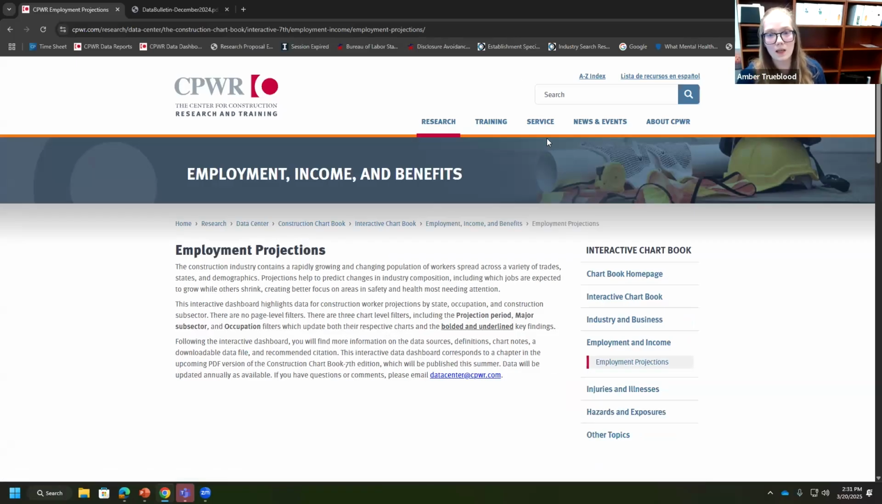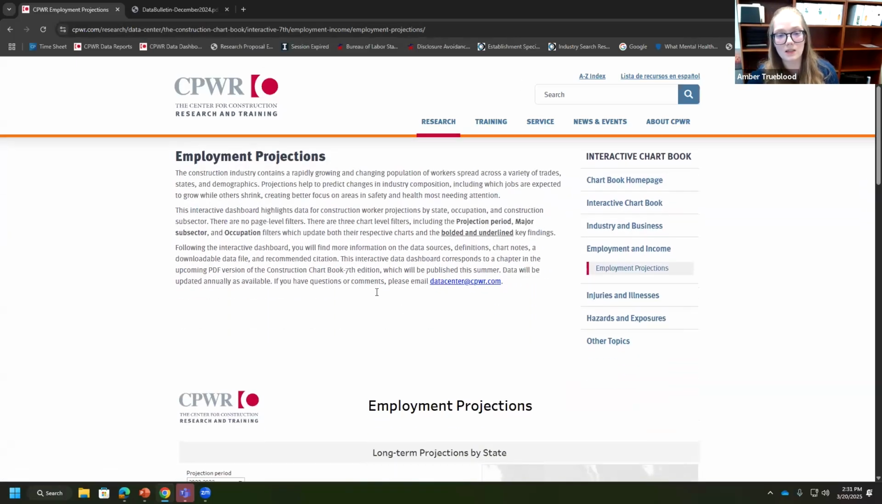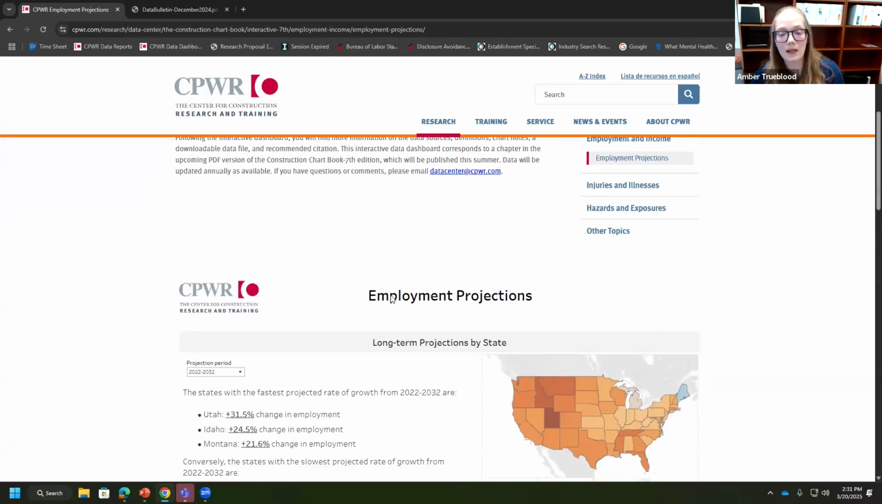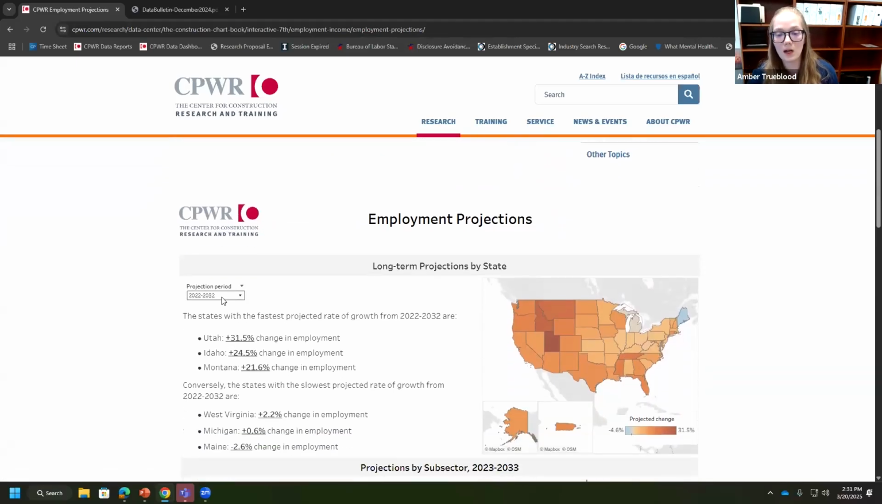So here we are on the employment projections dashboard page. As it opens up, every single one of these has a nice introduction. We explain any filters that are going to be present so you're aware of them. And again, those filters are the ones that will update the dynamic text.